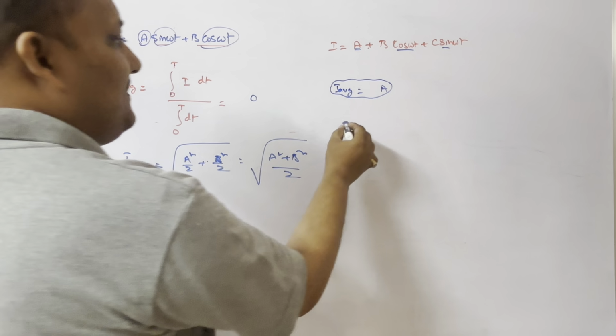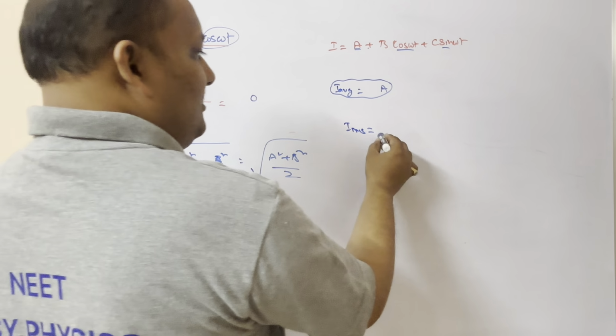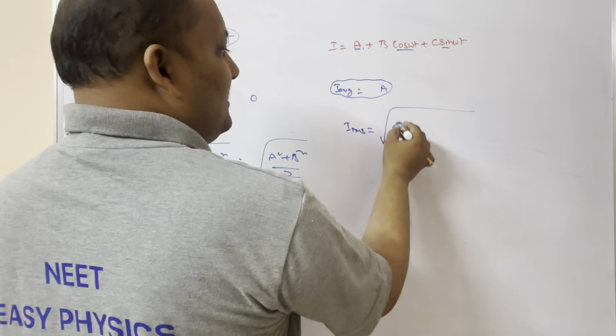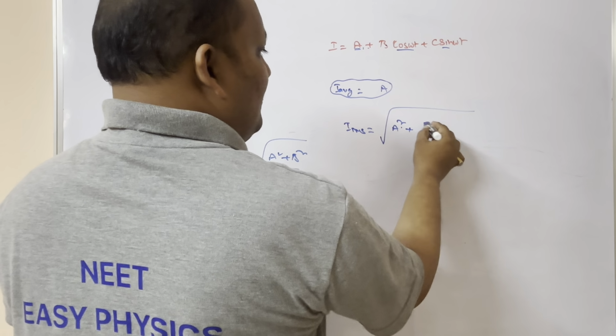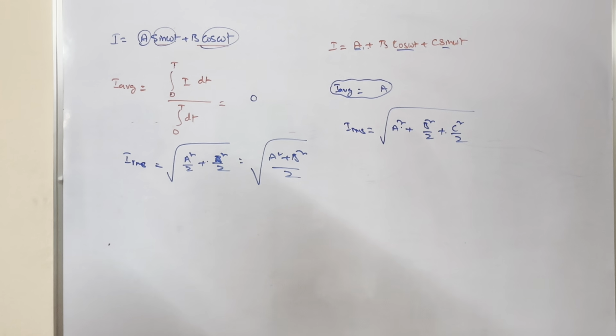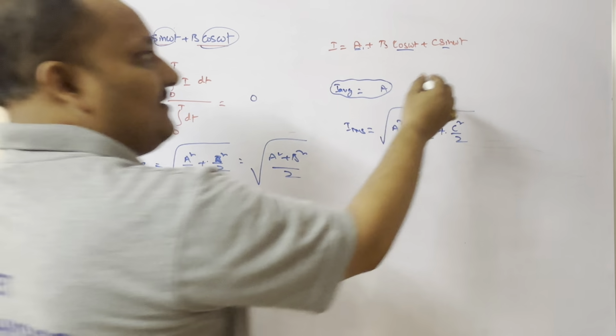Now what is the IRMS value? The IRMS value is nothing but the root of A square, since there is no sine or cosine function there, plus for the sine function B square by 2, and C square by 2 you are going to get. So that is for current average; voltage average also you can do.